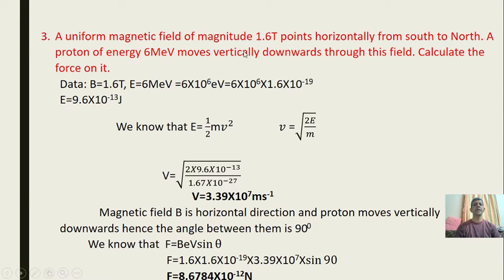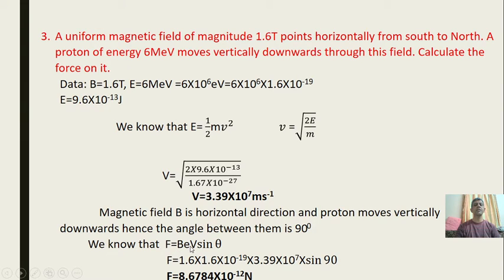Here, the direction of the magnetic field is perpendicular to the direction of the motion of the proton. Therefore, theta is equal to 90 degree. We know the energy is given by E is equal to half mv squared, or the velocity is given by V is equal to square root of 2E by m. We substitute the values of energy of the proton and mass of the proton. We will get the velocity of the proton as 3.39 × 10^7 meter per second. So the angle between the direction of the magnetic field and the proton motion is 90 degree.